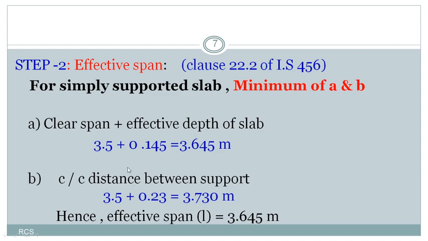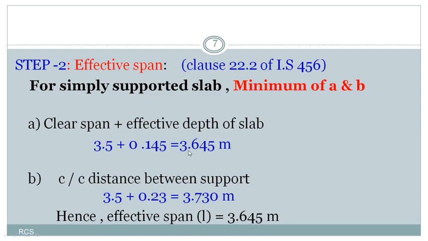Let us calculate with respect to the first criterion, clear span plus effective depth. The clear span given is 3.5, simply the shorter direction of the slab. We know the effective depth of the slab is 0.140, say 0.145, so that gives 3.645. For center to center distance between supports, it is 3.5 plus the support width of 0.23. Altogether you will get 3.730 meters. Hence the effective span is 3.645.